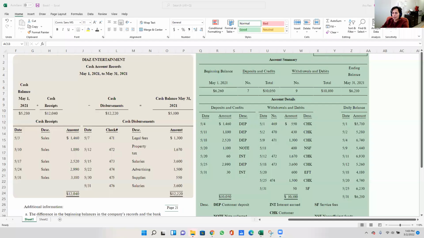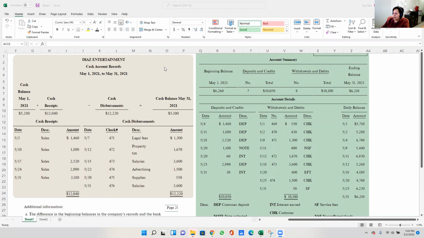Hello. Today we are going to work on a bank reconciliation problem. This is from chapter 4 and this is our homework problem. So let's take a look at what we have in the textbook. I'm using the problem that's given in the textbook. You will have a different set of numbers, but essentially the same problem. So let's get started with looking at what we have over here.